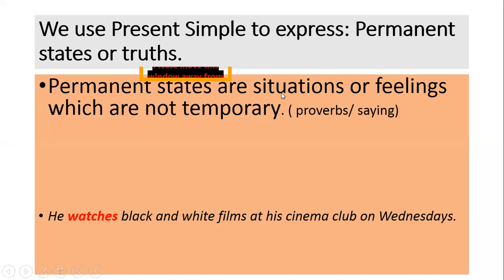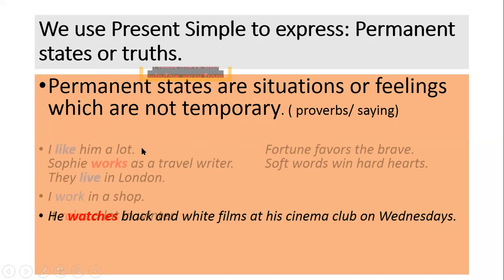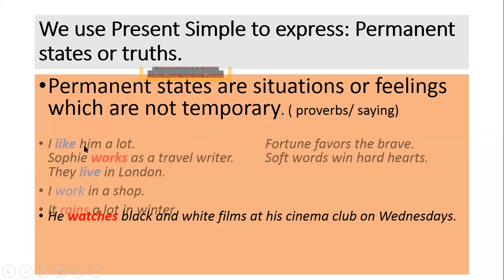And permanent states are situations or feelings which are not temporary. And also we use present simple for saying proverbs and sayings which are always the truth. So generally the universal truth and permanent states are expressed in present simple. So these are the sentences.